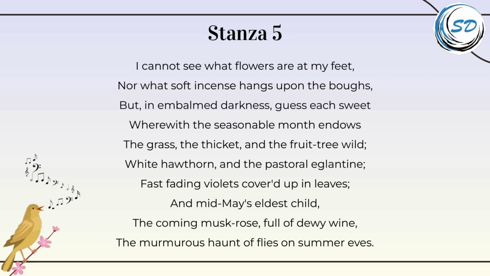I cannot see what flowers are at my feet, nor what soft incense hangs upon the boughs, but, in embalmed darkness, guess each sweet, wherewith the seasonable month endows, the grass, the thicket, and the fruit tree wild, white hawthorn, and the pastoral eglantine, fast fading violets covered up in leaves, and mid-May's eldest child, the coming musk rose, full of dewy wine, the murmurous haunt of flies on summer eves. Let's look at the difficult words and phrases before we proceed with the explanation.